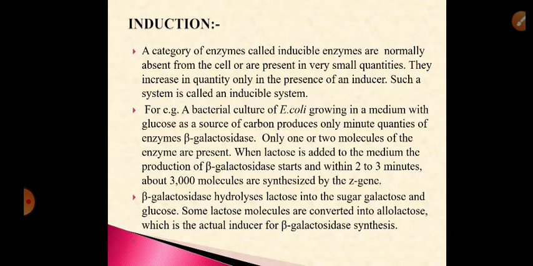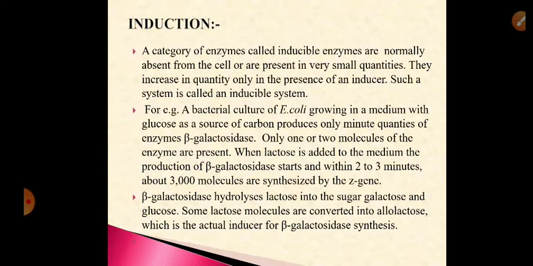Why? Because now it will be required to break the lactose. Beta-galactosidase enzyme hydrolyzes lactose into glucose and galactose. Lactose is a disaccharide. It cannot directly enter the EMP pathway for energy generation, so it has to be broken down. Some of the lactose molecules are converted into allolactose, and allolactose is actually an isomer of lactose.